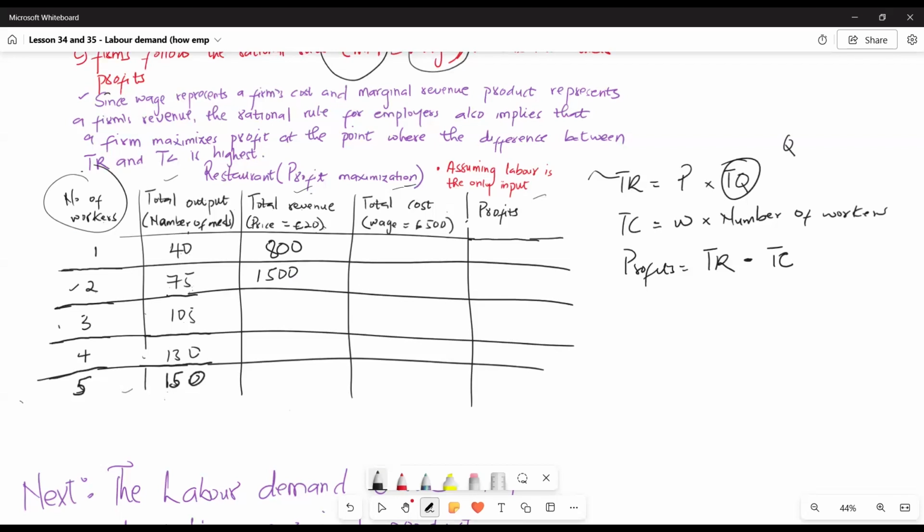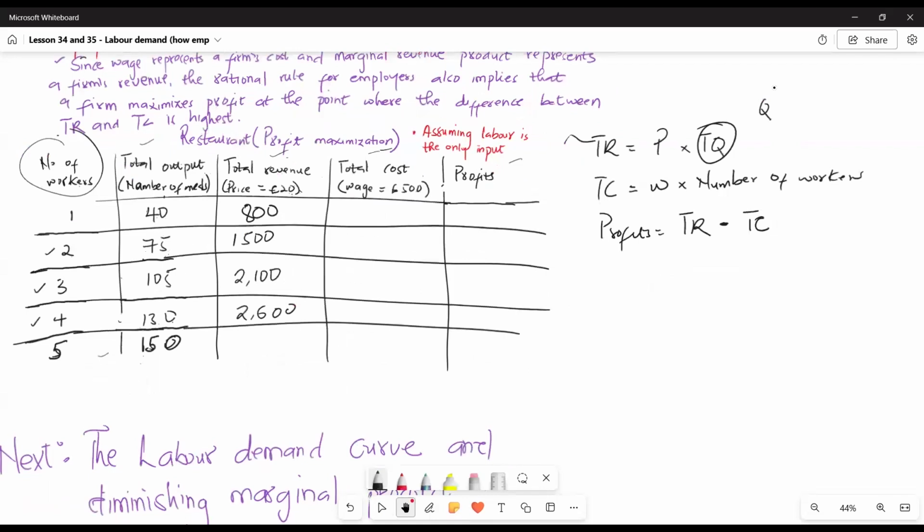When the number of workers increased to 3, total output increased to 105. So total revenue is now 105 times 20, which is 2,100. When the number of workers increased to 4, total output increased to 130. Total revenue is 130 times the price, which is 2,600. And when the number of workers increased to 5, total output increased to 150. Total revenue is therefore 150 times 20, which is 3,000.